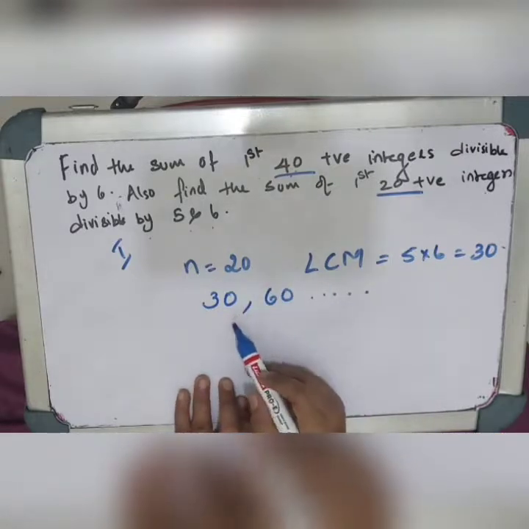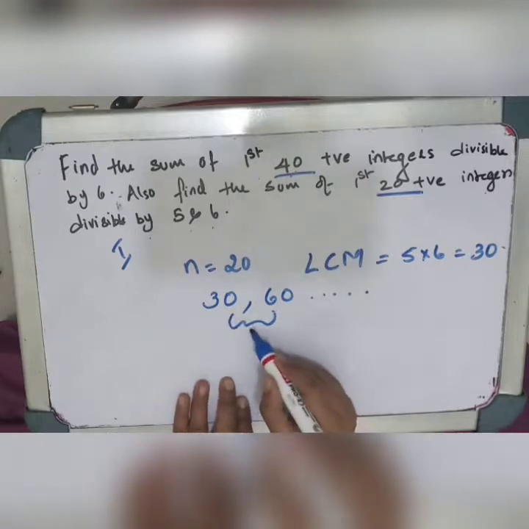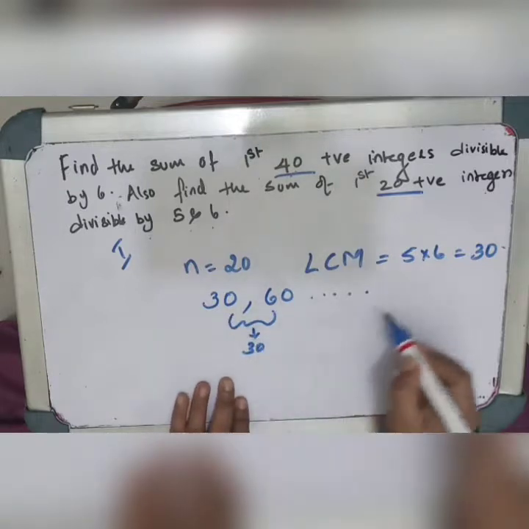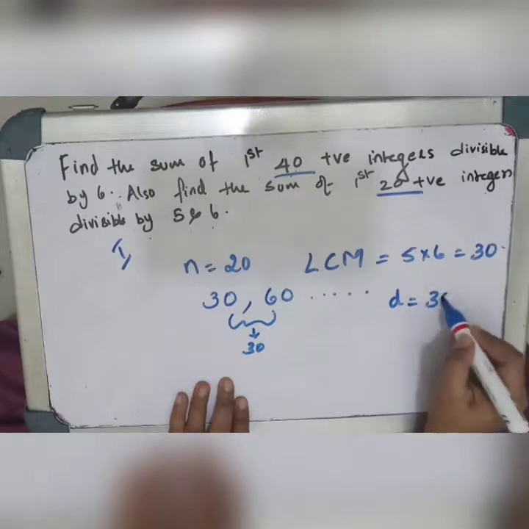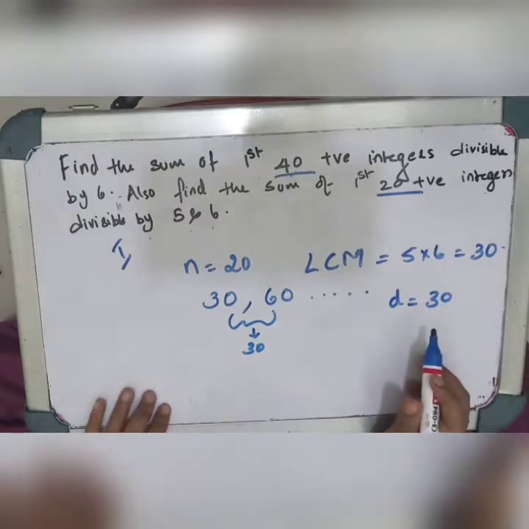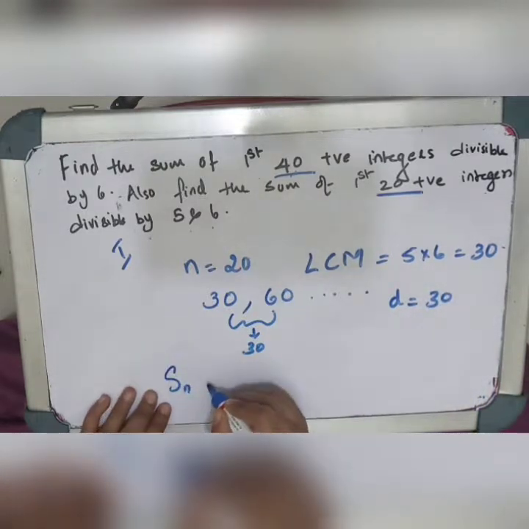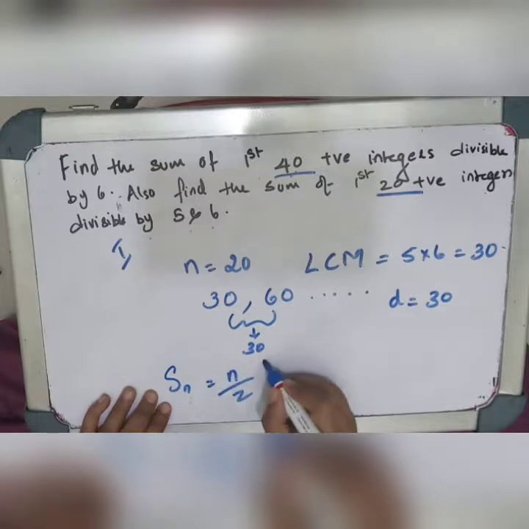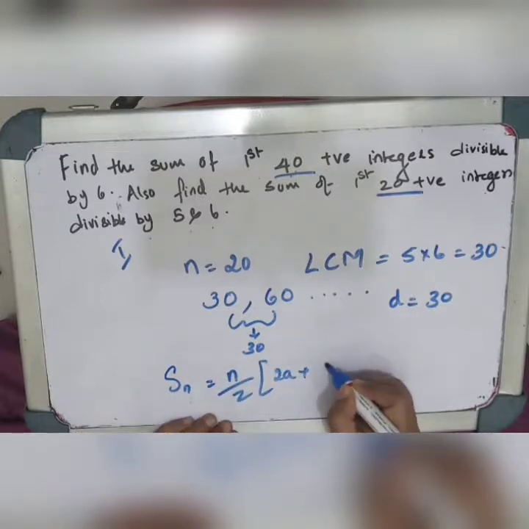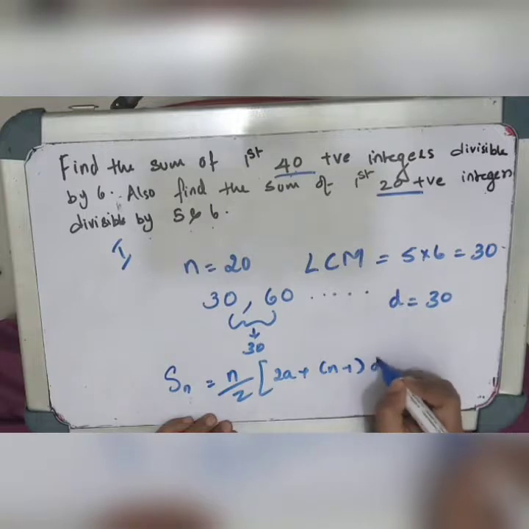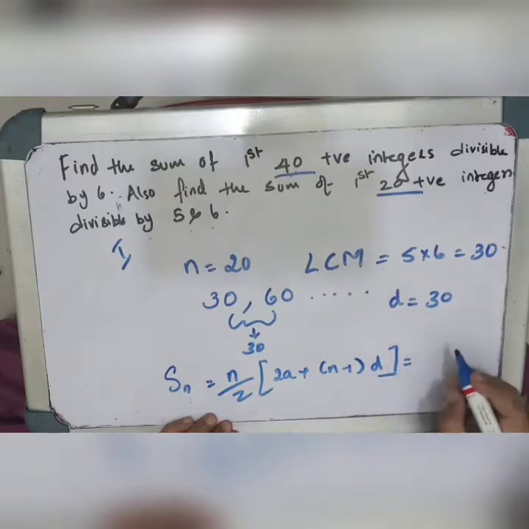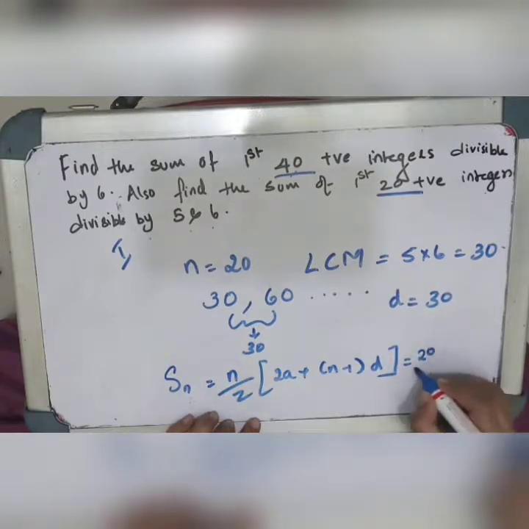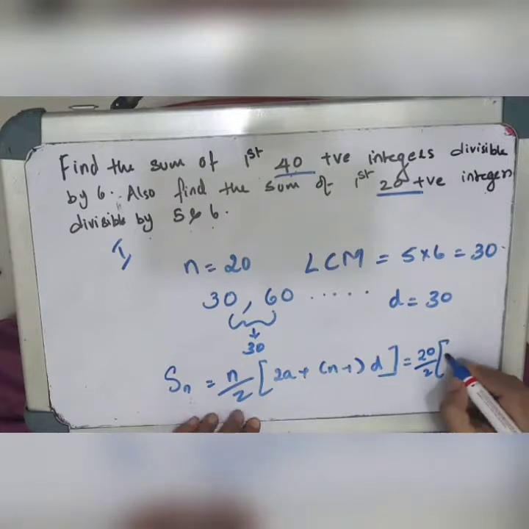So what is the common difference? The common difference is 30. D is equal to 30. Now, let's find the sum of 20 terms. S of n is equal to n by 2 into 2a plus n minus 1 into d. That is 20 by 2 into 2 into 30 plus n minus 1, which is 19, into d, which is 30.